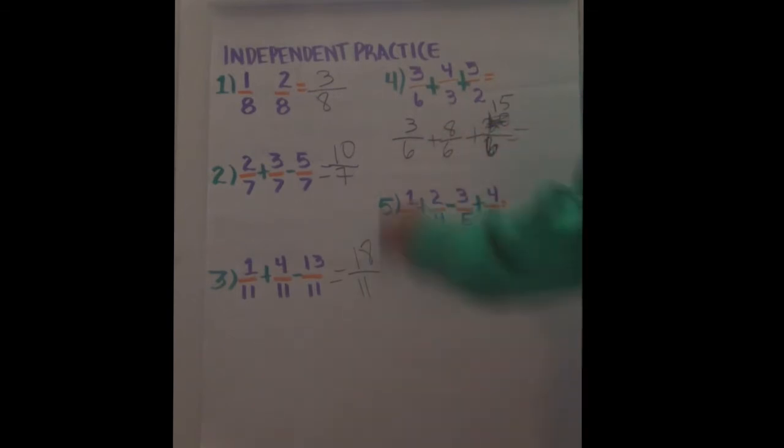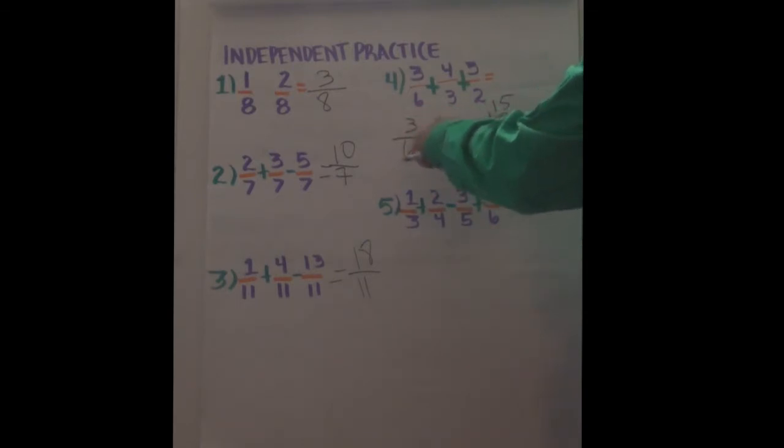And now let's see. 3 plus 8 is 11. 11 plus 15 is what? 26. 26 over 6. Can it be simplified? Yes, it can be simplified. Am I going to do it for you? No. But just know that, can you divide this by 2? Can you divide this by 2? If your answer is yes for both of them, then guess what? You can simplify it. Okay.